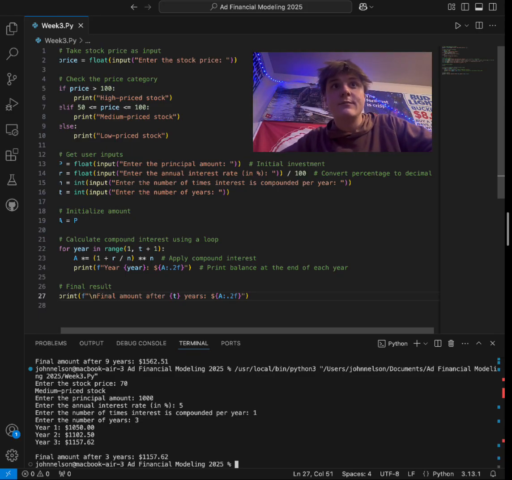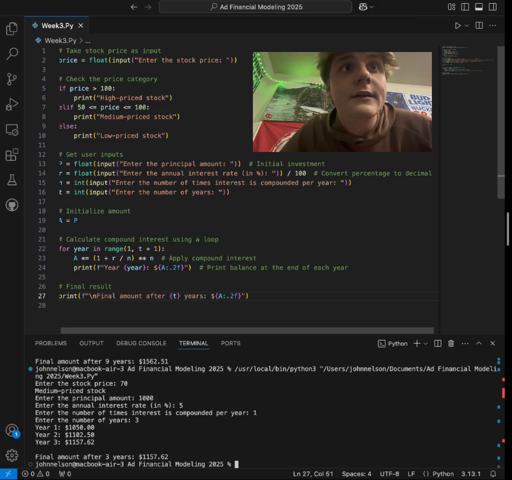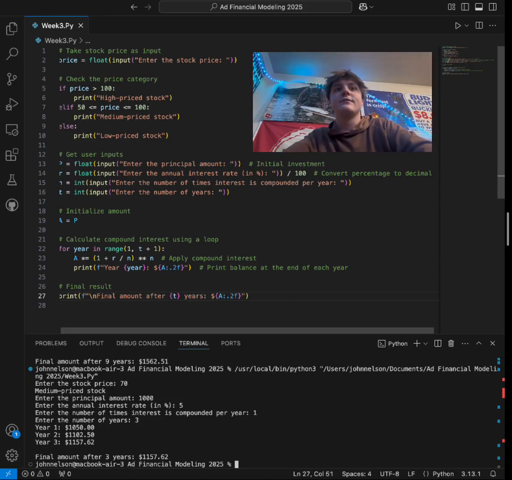N equals int input, enter the number of times interest is compounded per year. And then T is int input, enter the number of years. Then we need to initialize amount. So A equals P. And number sign, calculate compound interest using a loop, for year in range, 1 comma T plus 1, and then A equals A times parentheses 1 plus R divided by N, to the power of N. Number sign, apply compound interest.